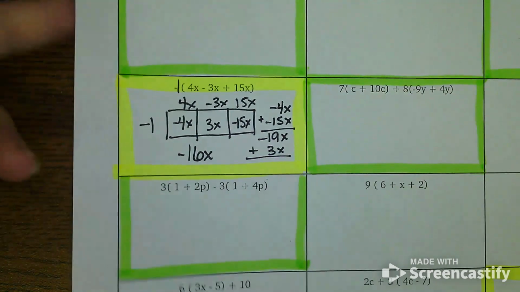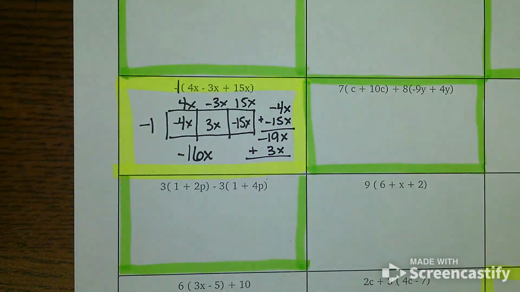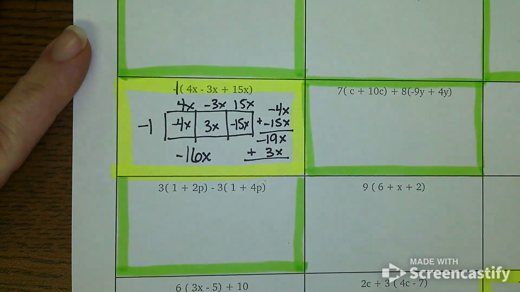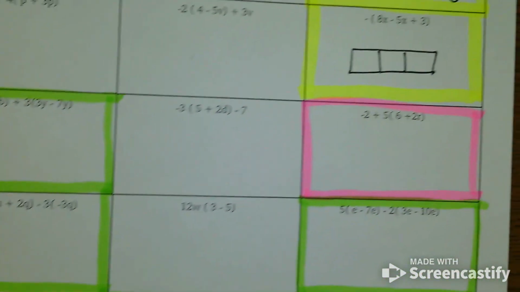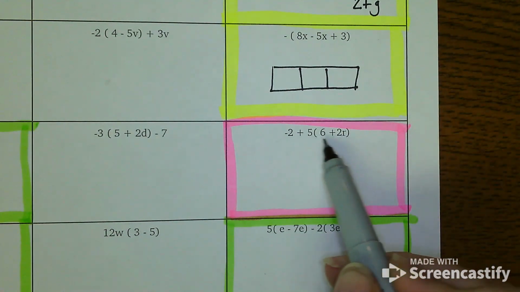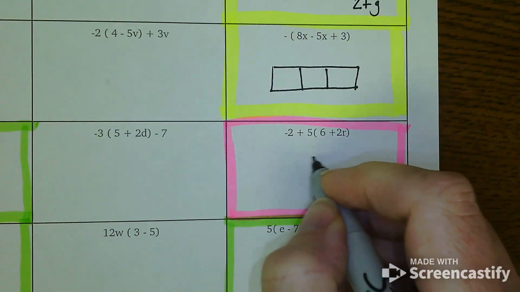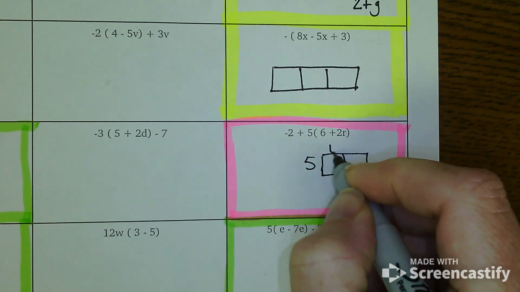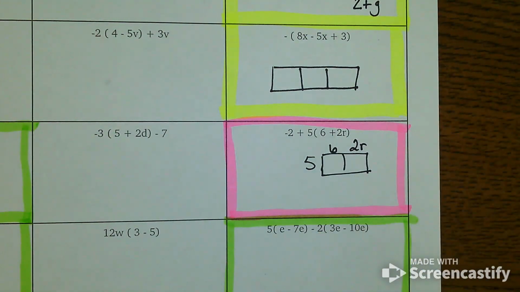Okay? You're going to take all of this and put it into your notes, your problems today. Okay? So now this one combines a little bit of everything. I'm going to leave the -2 by itself because it's not with the parentheses, but I am going to use the distributive property for this guy right here: 5 on the outside, 6 and 2r on the inside.